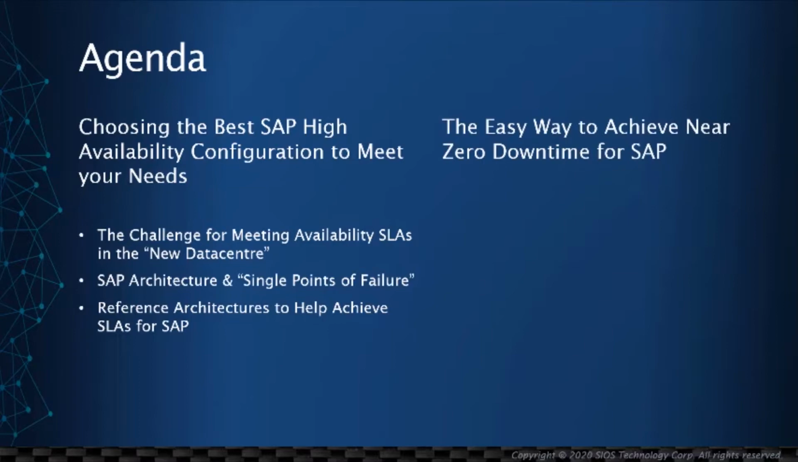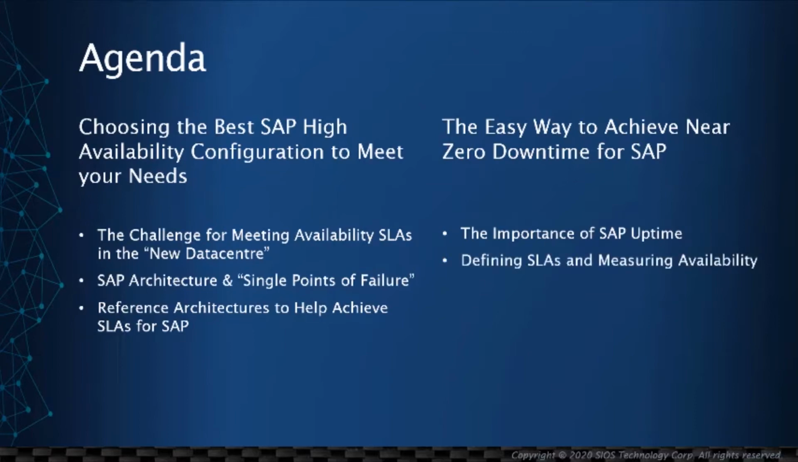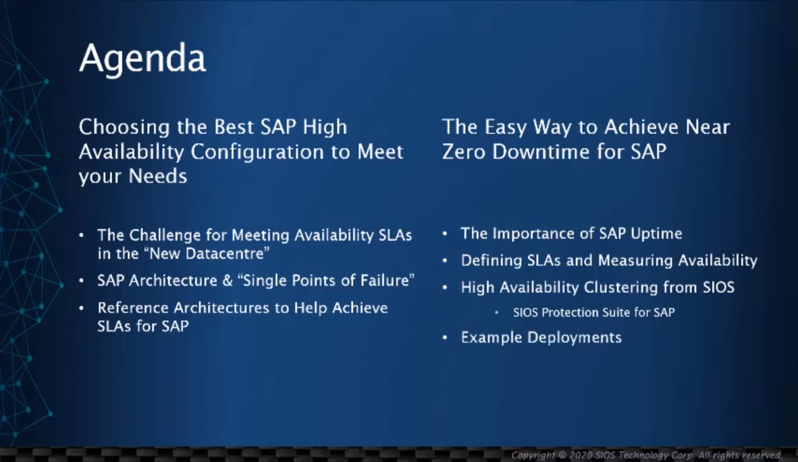Part 2 of the presentation continues the discussion around achieving SAP SLAs and introduces SIOS technology and our capabilities for protecting SAP. We'll emphasize the importance of SAP uptime and discuss how we measure availability to help us define those critical SLAs for SAP. We'll then introduce some of the technologies SIOS deliver through our portfolio of high availability clustering solutions and provide some examples of how some of our customers are leveraging and benefiting from our solutions today.